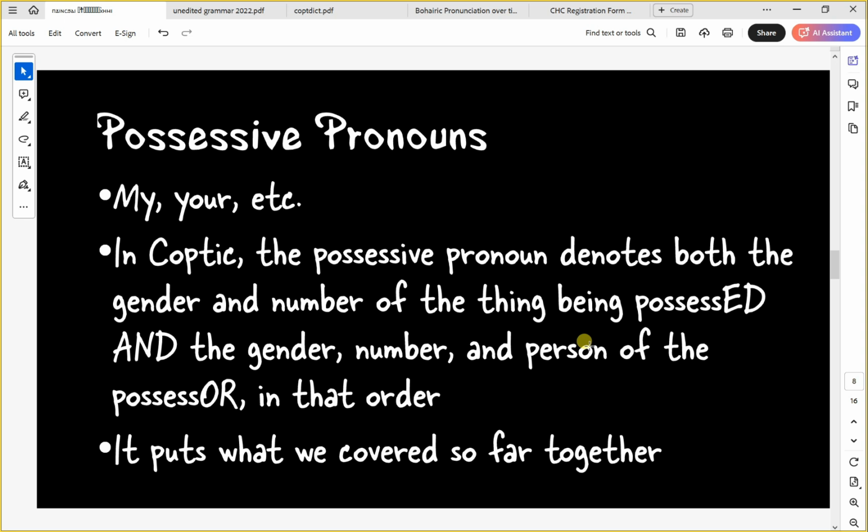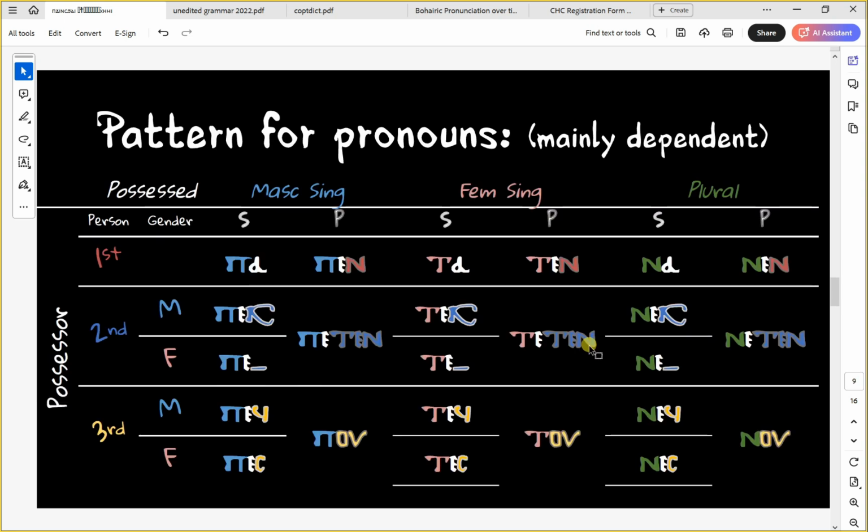This chart puts all the shortcuts we learned together. What do I mean? So, again, not confusing at all. The top is what is being possessed, right? So if I'm talking about my table, the thing being possessed is table. And in Coptic, table is feminine. Trapeza. It's a Greek word, but that's where the Egyptian Arabic word for table comes from. So trapeza is feminine, and I'm talking about one table, so it's feminine singular, okay?